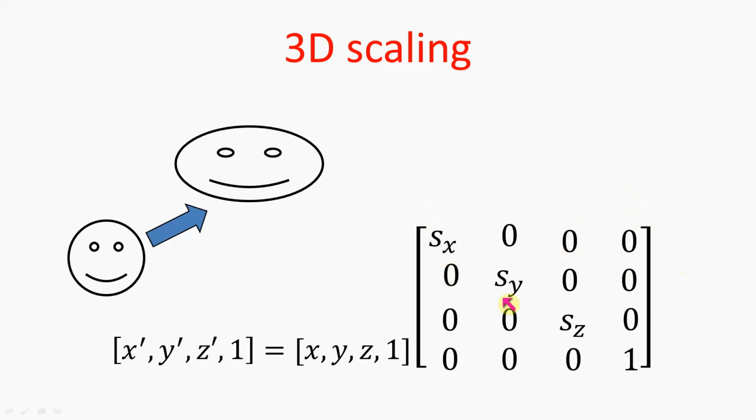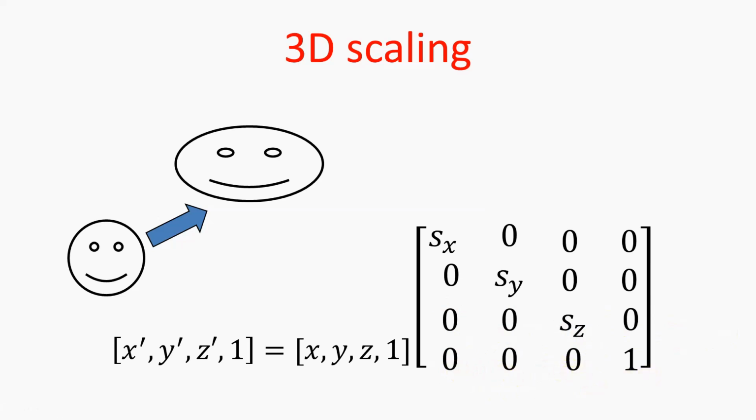Similarly, if the scaling factor along axis y is sy, from j, which is 0, 1, 0, 0, we will get 0, sy, 0, 0. In the k or z direction, the transformed k vector will be 0, 0, sz, 0, and finally the origin is not affected, so the fourth row of the transformation matrix will be 0, 0, 0, 1.